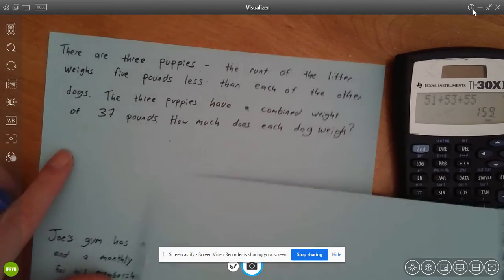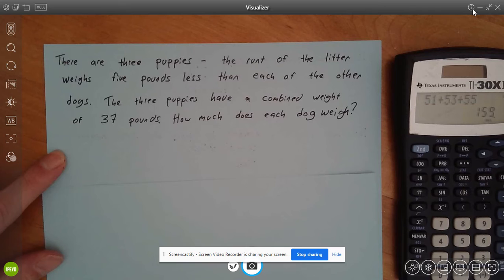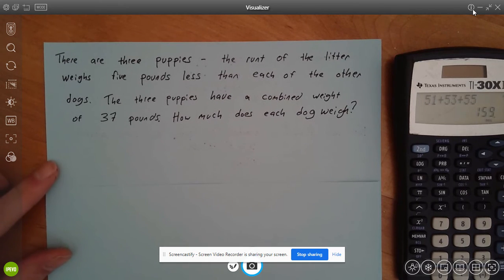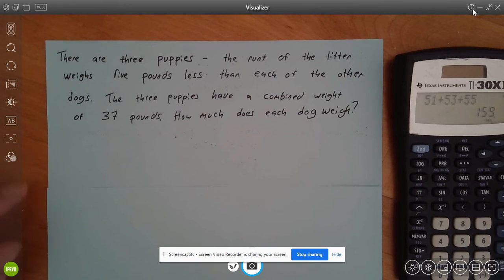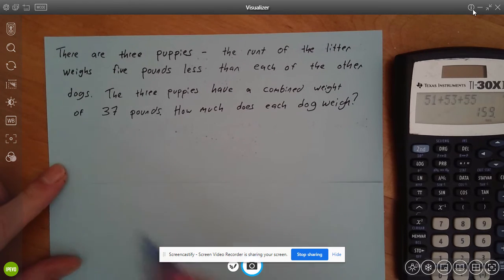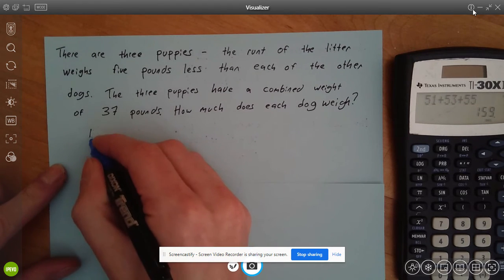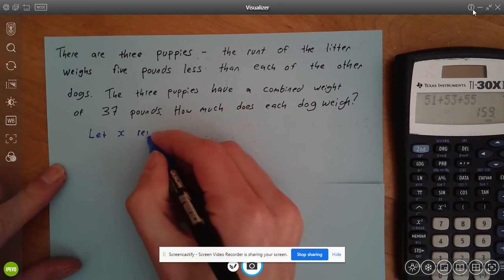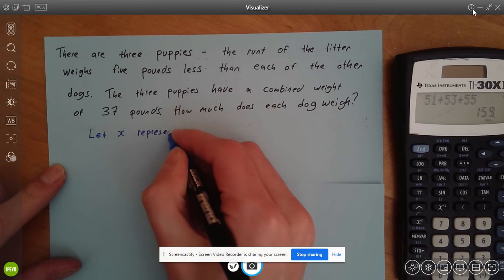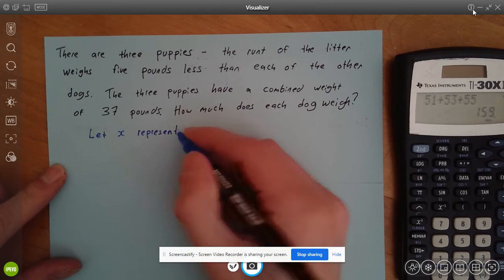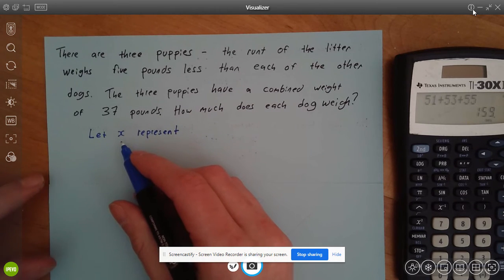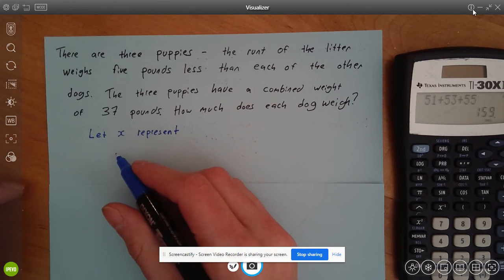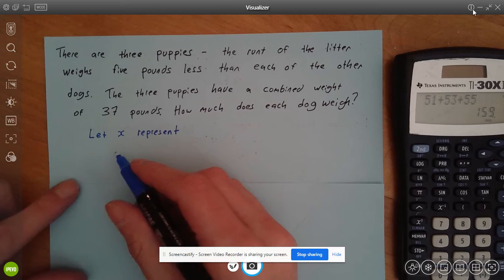This one is about a litter of puppies. The runt of the litter weighs 5 pounds less than each of the other dogs, and combined they weigh 37 pounds. So I'm going to want to start with a let statement. So I'm going to let x represent, and you don't need to use x. Sometimes a different letter might make sense in the context of a question. So if you're dealing with cost, you might want to use C. If you're dealing with height, you might want to use H, and length L, but x is a pretty good letter to use.